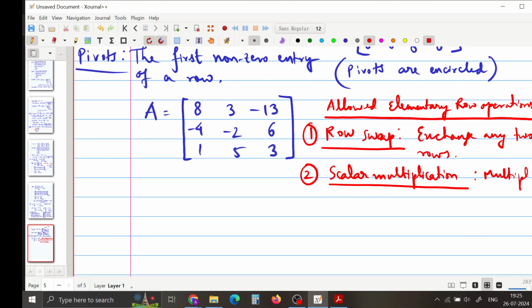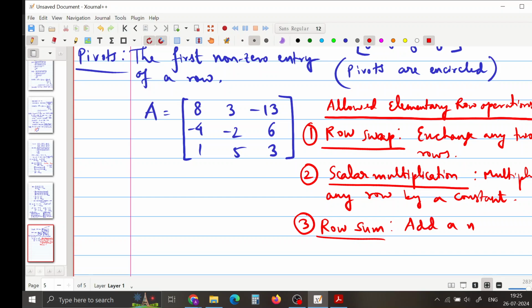Multiply any row by a constant. And the third one is row summation or addition. You are allowed to add a scalar multiple of one row to another row.